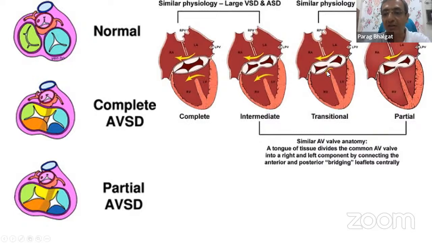In transitional, there is a VSD but two valves. In intermediate, again two valves, large VSD, large ASD. And complete, there is a common valve with common annulus, large ASD and large VSD.